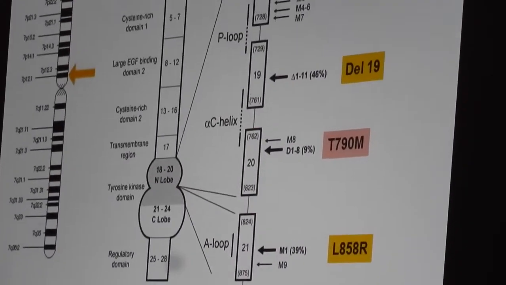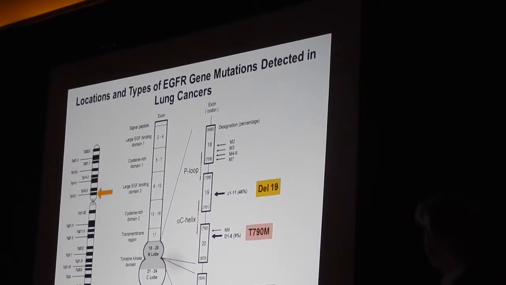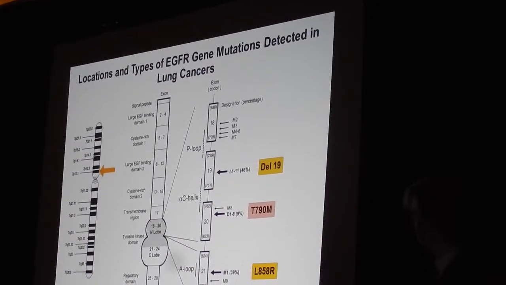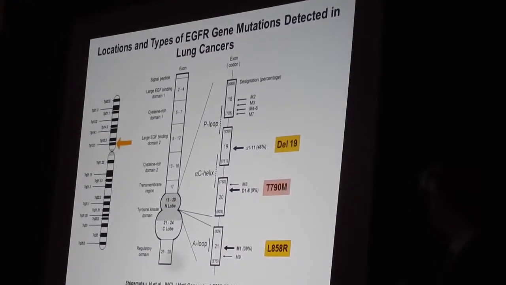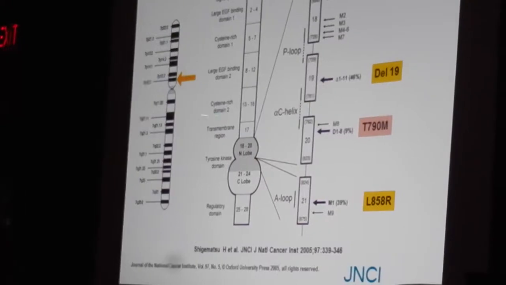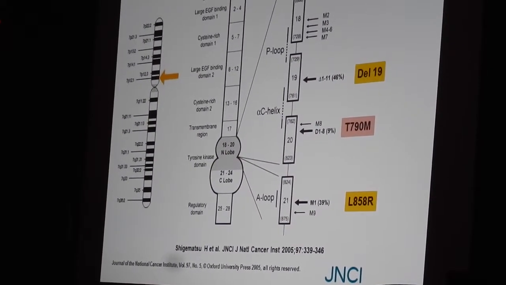The mutations in the EGFR gene are located in the kinase domain of EGFR. So just to back up a little bit, this is chromosome 7. It shows you the location of the EGFR gene, which is right here, right near the centromere. This is the gene. It's a transmembrane tyrosine kinase, so it binds the ligand on this portion of the molecule, and this is where the kinase domain is.